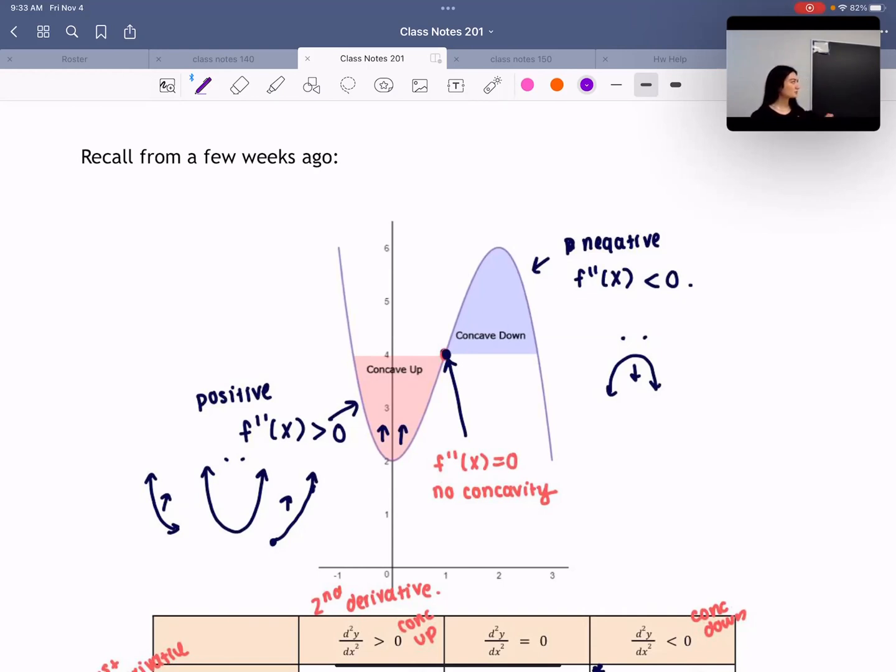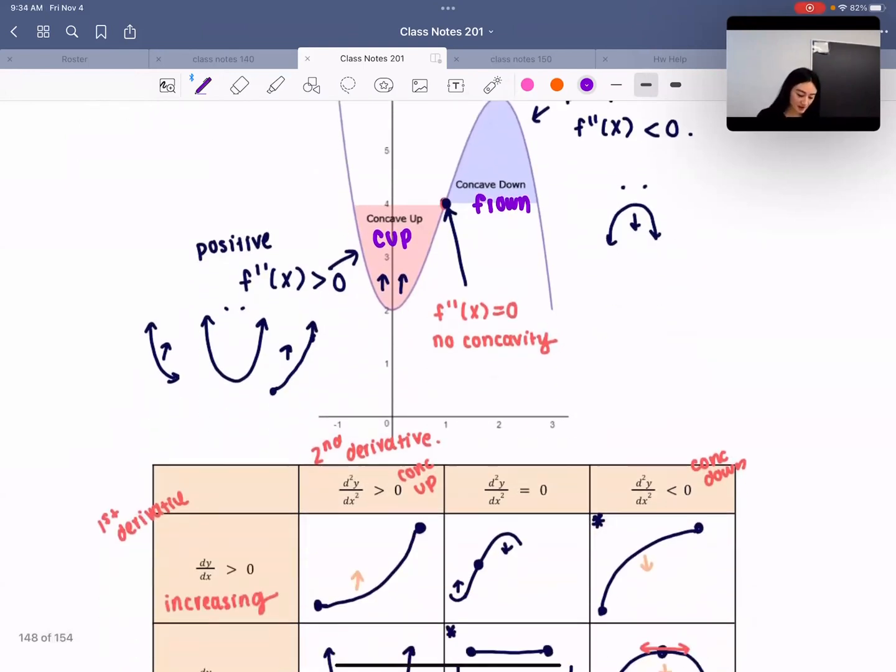Concave up is when the function looks like a cup, right? Concave up like a cup. And concave down is when the function looks like a frown, right? It's going down. Concave down like a frown. That's the way I like to memorize it. If the function is facing up, then it's concave up. If the function is facing down, so it's opening towards the negative values, it's concave down. I like to think of it as a cup or a frown.